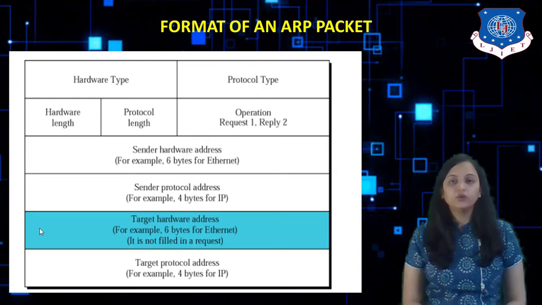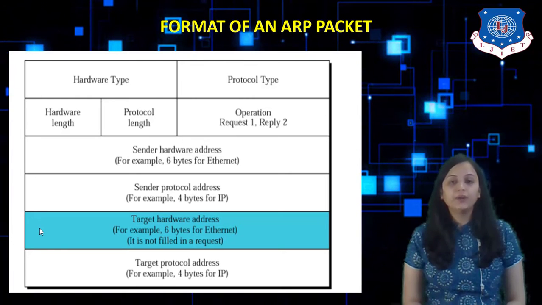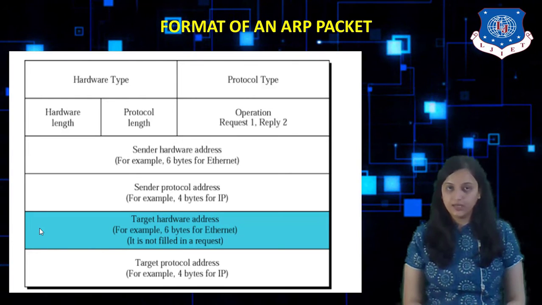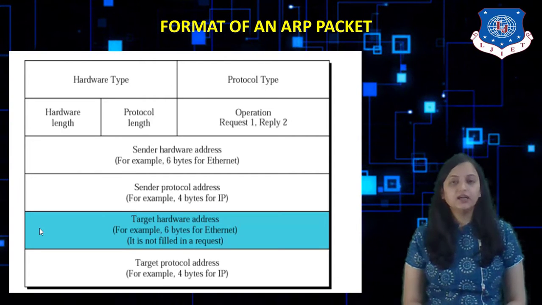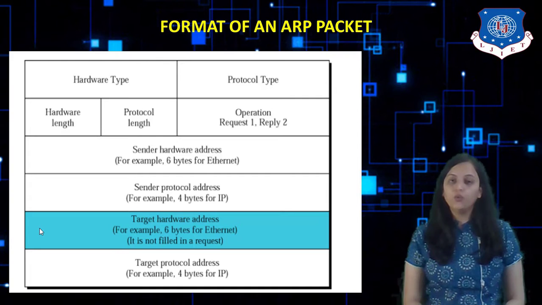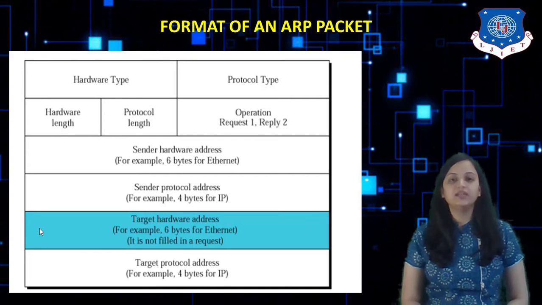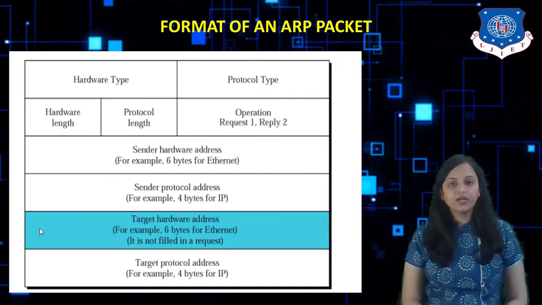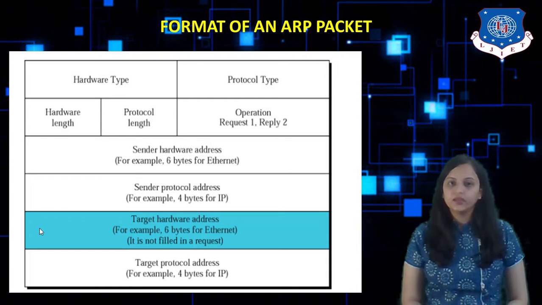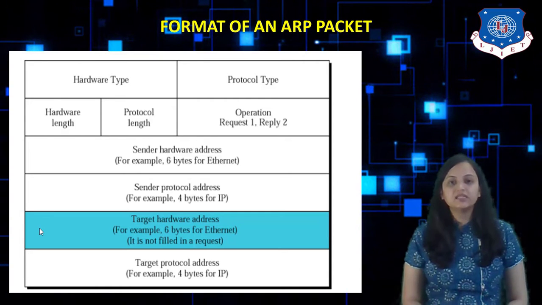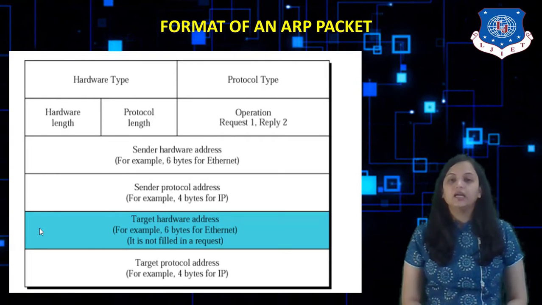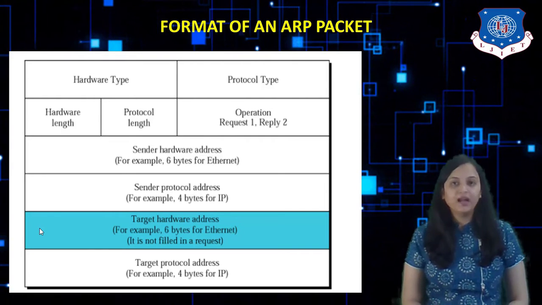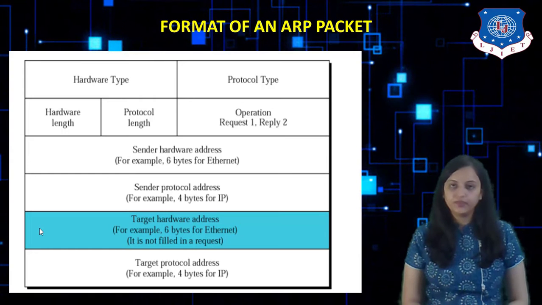Then the next 32-bit wide standard hardware address, that is SHA. SHA means standard hardware address, that is the physical address of the sender who wants to know the physical address of the destination. In our case, it was sender A. Then the next is standard protocol address, which is SPA. It is the protocol or IP address for the sender.